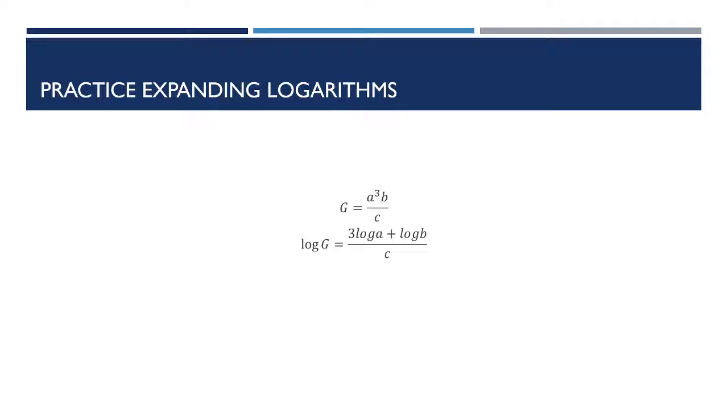over c. Next, in the original equation, the numerator is divided by c, and our rule states that when the variables are divided, it is subtracting in logarithms. So we would subtract the log of c from 3 times the log of a plus the log of b.